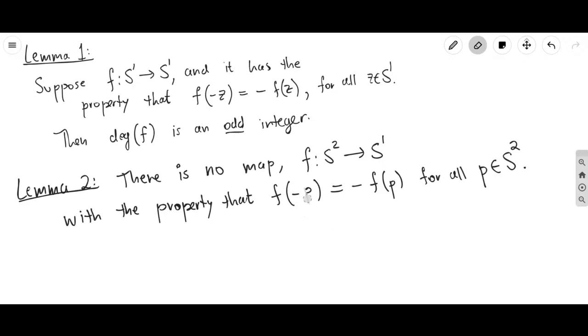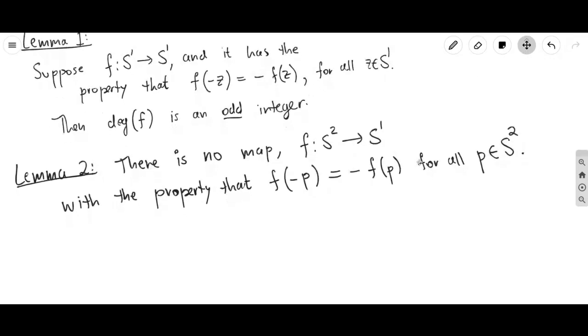I also want to make a small observation. Notice over here I'm calling it z, and over here I'm calling it p. The reason is very simple, because we often think of the one-dimensional sphere using complex numbers, whereas a two-dimensional sphere, we're not thinking of it using complex numbers. We would just think of p, a coordinate of 3 real numbers whose squares add up to 1. So it's just a notational thing, to explain why I'm suddenly using a different letter. So let me show you a pictorial proof.